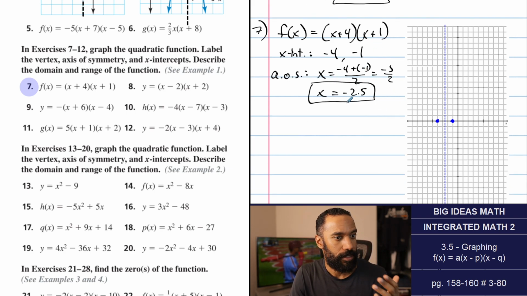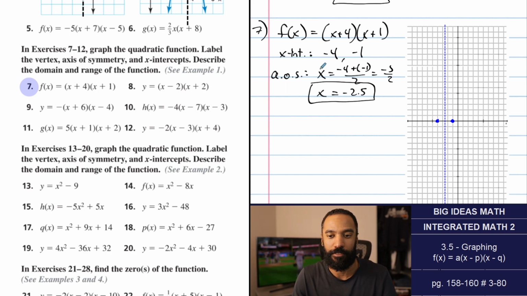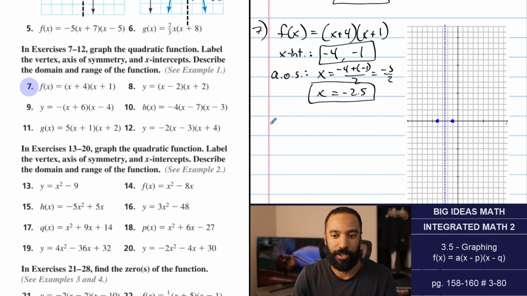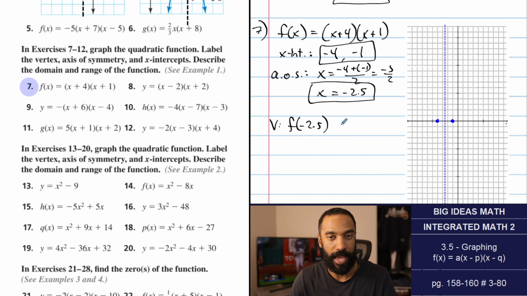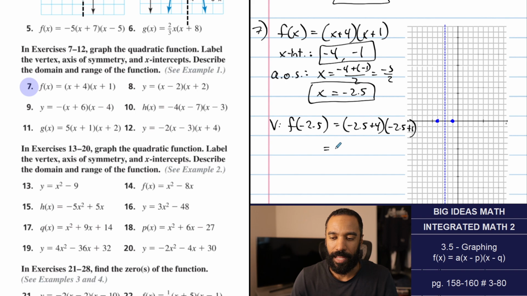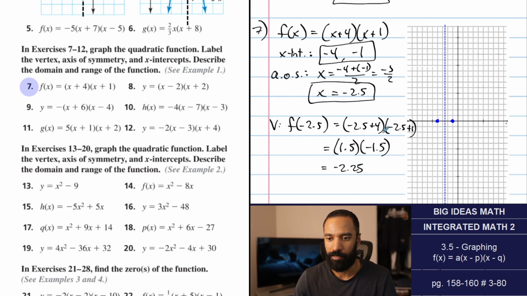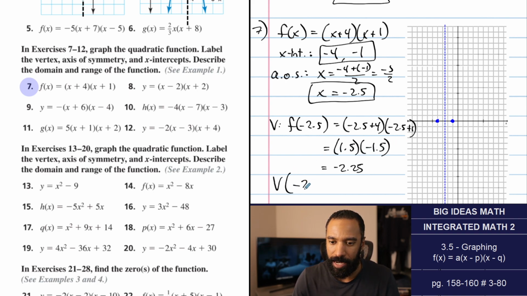Now we have to graph it. They say label those things, but we got to find them. We got to find the vertex now. So let's do the y value, f of negative 2.5. Substitute that in for x in this form here. Negative 2.5 plus 4 times negative 2.5 plus 1. That's going to be 1.5 times negative 1.5, which is negative 2.25 if I know my math there. So your whole vertex is going to be at negative 2.5, negative 2.25.